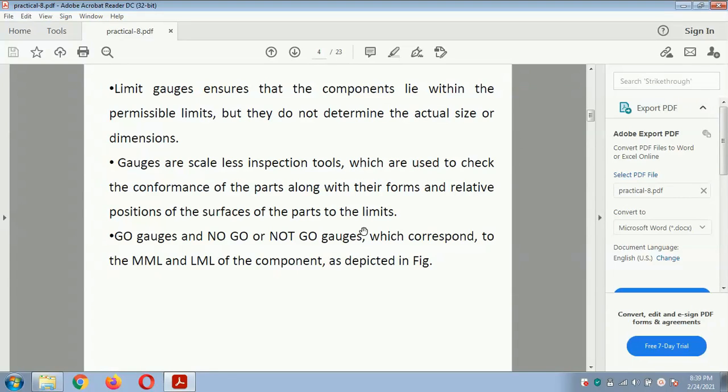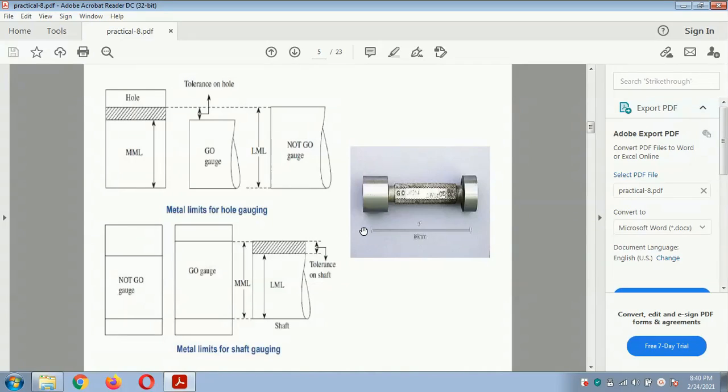The go gauge and no go gauge correspond to the MML or LML of the components, as depicted in the figure, that is, the maximum and minimum limits. This diagram shows the MML, that is the go gauge, and the LML, the no go gauge. The next diagram shows the metal conditions related to the hole gauging, and these diagrams explain the system, that is the go gauge.